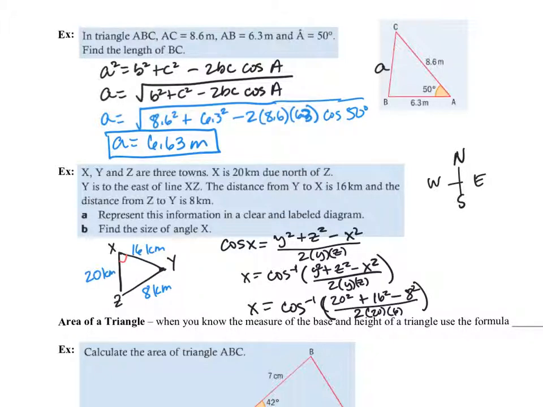Excuse me, that's supposed to be 16. Z is 16. So we can see how we can type this in. You only need to touch your calculator one time, take cosine inverse of this ratio, and when we do, we get that angle X is approximately equal to, to three significant figures, 22.3 degrees.